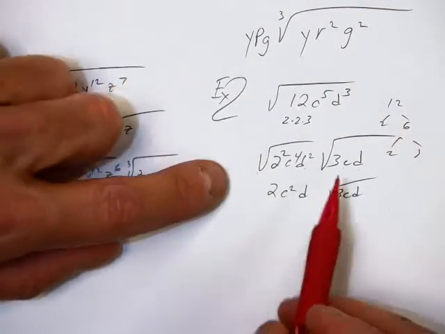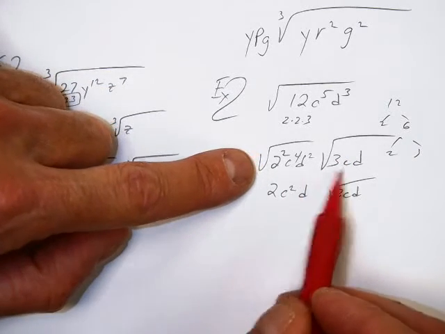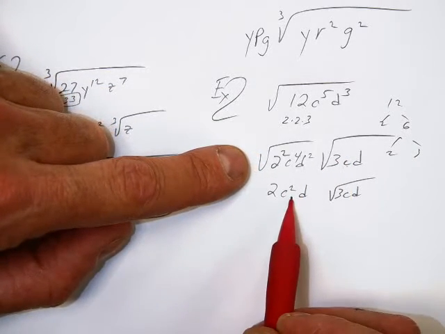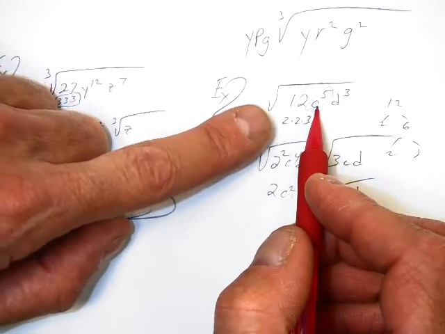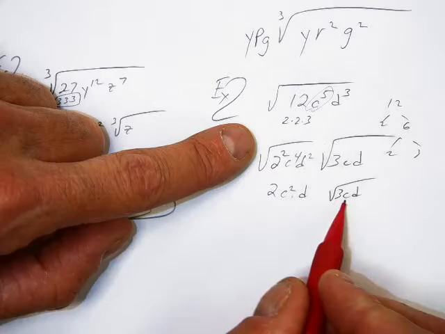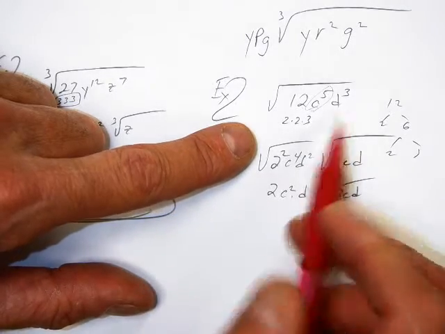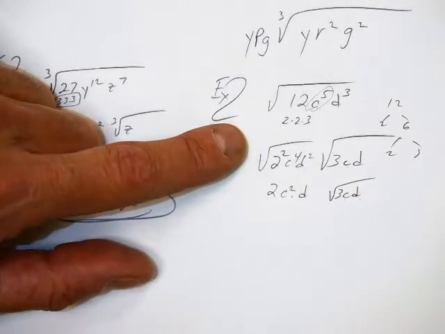So, if you like, split it up and do what can come out, what can't. And then simplify, you can. Otherwise, we can just kind of do it. How many groups of 2? Two groups of 2 with 1 left over. How many groups of 2? One group of 2 with 1 left over.